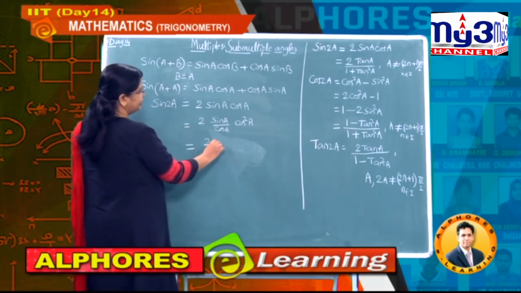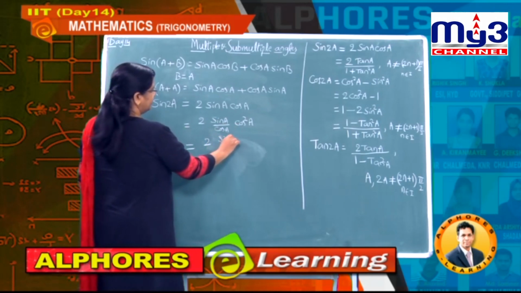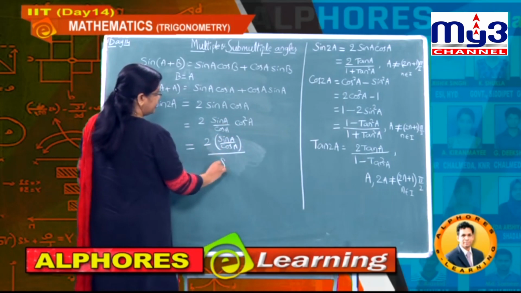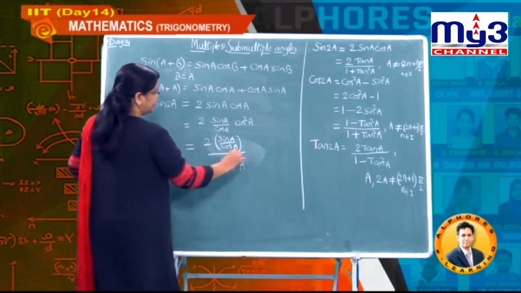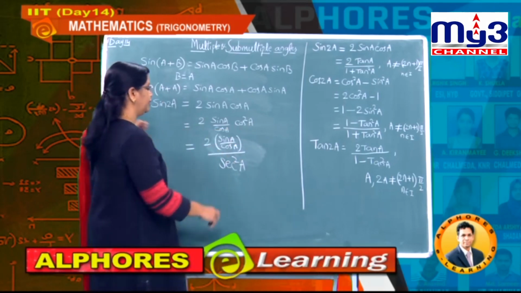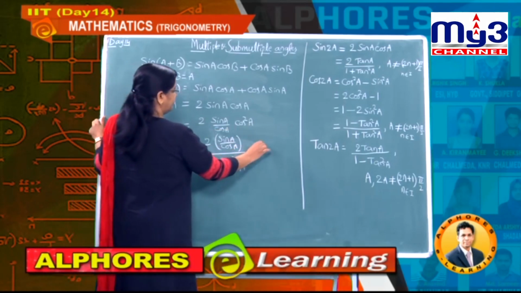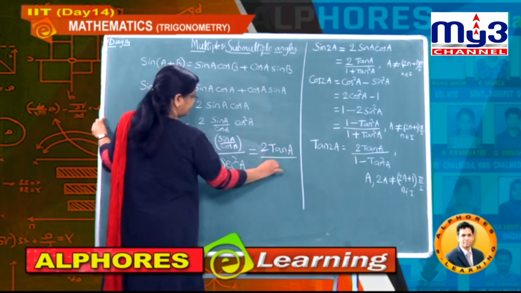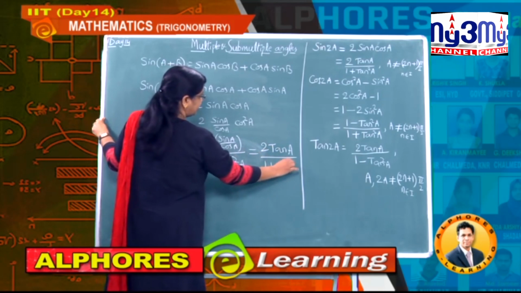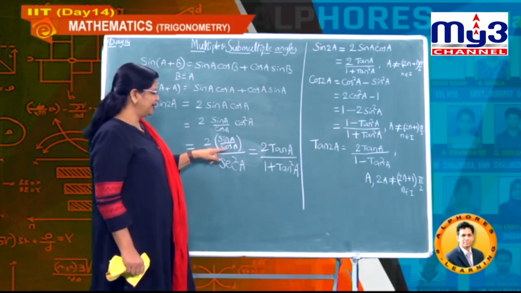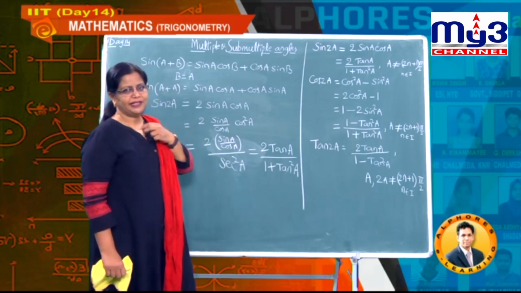So I am writing this as 2 times sin A divided by cos A, and the whole divided by, now it is secant square A, because cos square A is nothing but 1 by secant square A. Now this is equal to 2 tan A divided by how much? This secant square A, from the identities concept, is nothing but 1 plus tan square A. Okay. So you got 2 tan A by 1 plus tan square A.